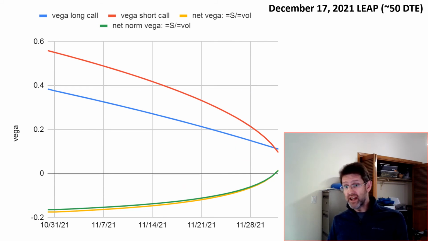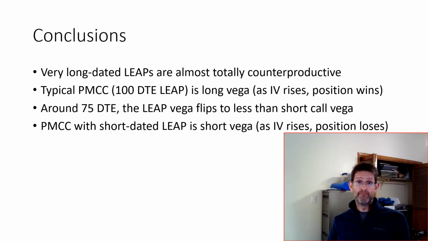When we look at the 50-day expiration leap, the situation flips. The net vega is now negative. This is a really interesting finding. It means that if you'd like to make a bet on volatility, then the expiration of the leap is really the key consideration with this poor man's covered call, this diagonal spread trade. If you think that volatility is going to rise, then you should use a longer dated leap because those have a positive vega. If you think volatility is going to fall, you should use a shorter dated leap because you're hoping that volatility is going to drop.